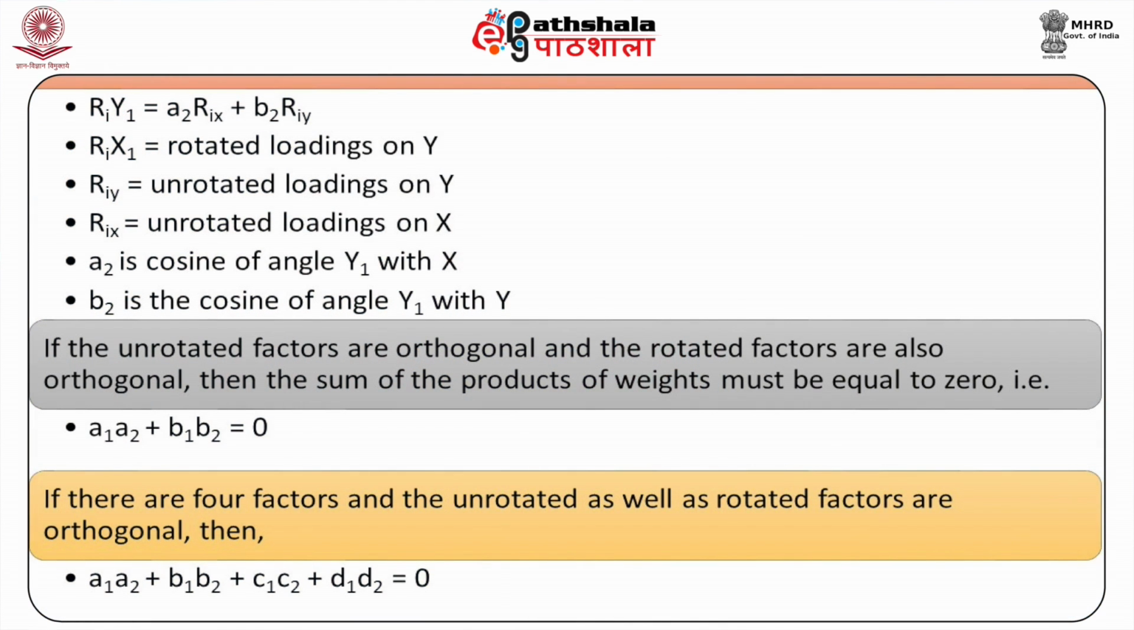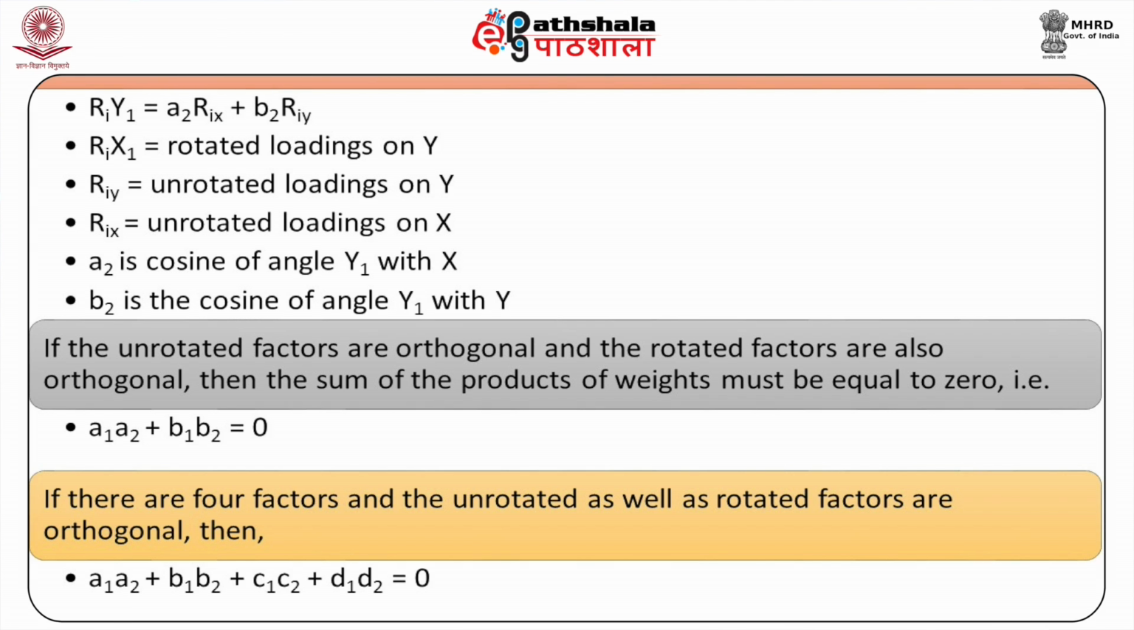Riy1 is equal to A2 Rix plus B2 Riy, where Riy1 are the rotated loadings on y, Riy are the unrotated loadings on y, and Rix are the unrotated loadings on x. A2 is the cosine of angle y1 with x, B2 is the cosine of angle y1 with y.